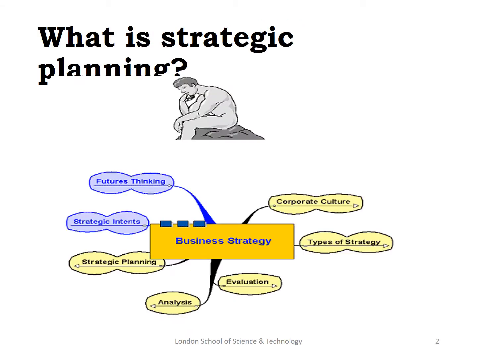So what is strategic planning? Strategic planning is basically about thinking about the future. Strategic intent. Planning for your long-term goals, conducting evaluation analysis, and it also takes into consideration the corporate culture of your company and the different options or types of strategy. So we're going to be looking at the BCG Matrix.